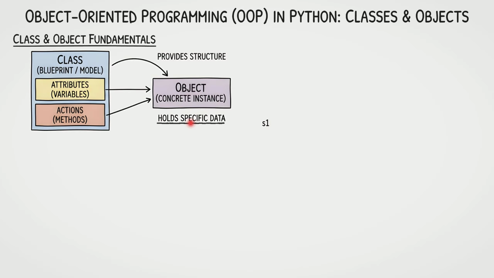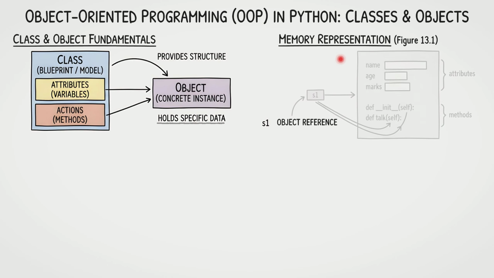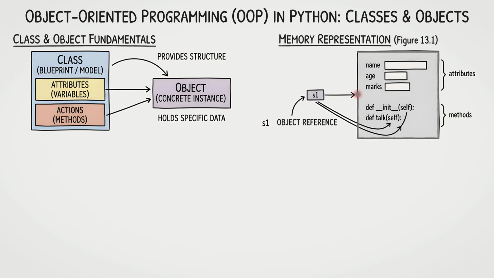Let's look at how this actually lives in the computer's memory. Here is a memory block representing a student instance. Inside it, we have slots for our attributes like name, age, and marks. Below those, we have our methods linked to this specific instance. Out here on the left is the variable s1, which acts as the object reference. It points directly to this memory block, ensuring that when we call a method, the computer knows exactly which object's data to process.